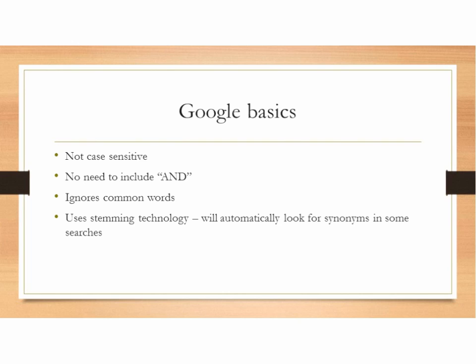And it uses stemming technology, which automatically will look for synonyms in some searches. And I also want to say Google is constantly working on their search algorithms, improving their algorithms. So they're working in lots of strange ways, but they're always trying to make searching better and using cool technologies like stemming.